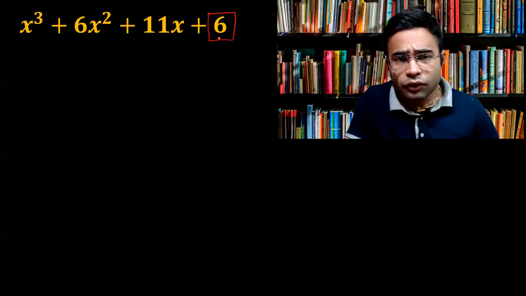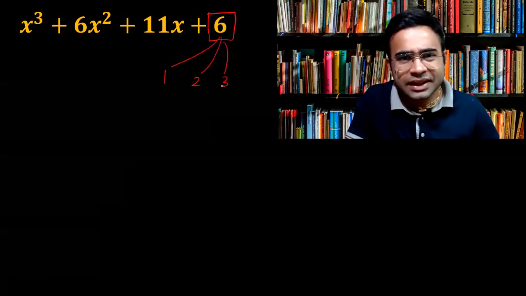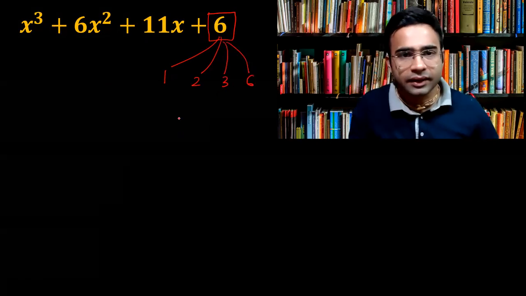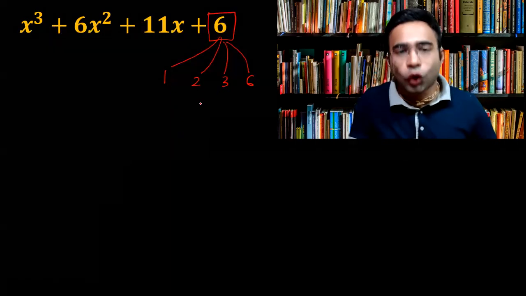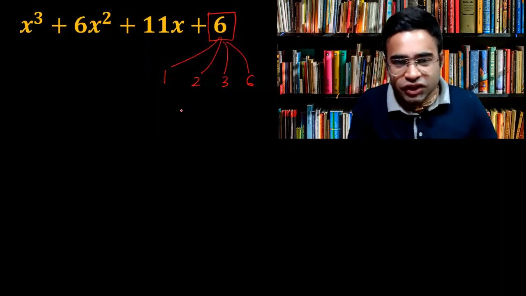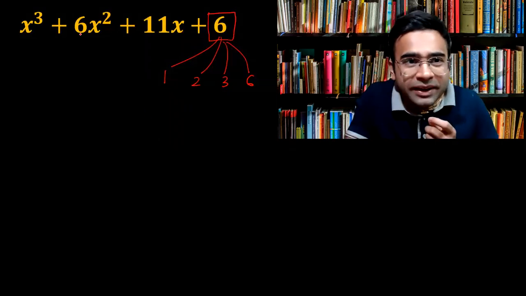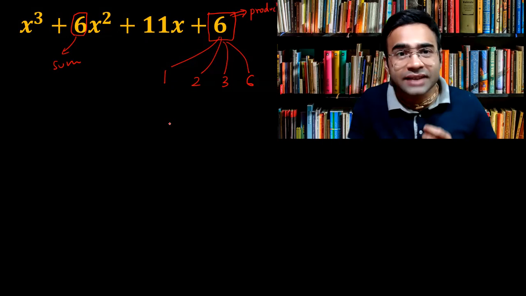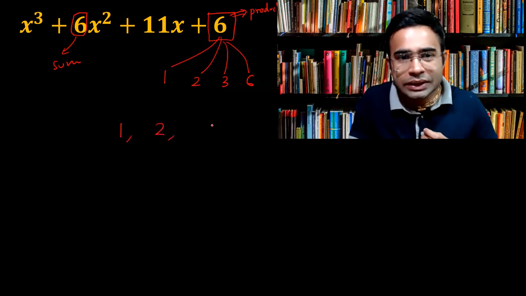So what are the factors of 6? It is 1, 2, 3, and 6. So find the factors of the last number, and then kids, take any 3 numbers out of these 4 numbers such that their sum should be 6 and their product should be 6. And I think everybody knows that the numbers are 1, 2, 3.